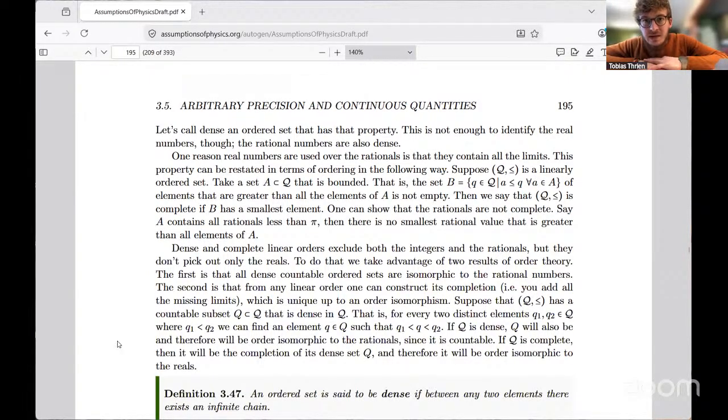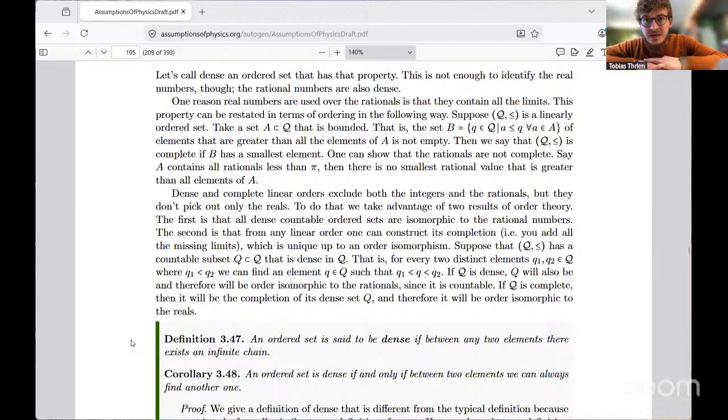Okay, dense and complete linear orders exclude both the integers and the rationals, but they don't pick out only the reals. To do that, we take advantage of two results of order theory. The first is that all dense, countable, ordered sets are isomorphic to the rational numbers. The second is that from any linear order one can construct its completion, i.e., you add all the missing limits, which is unique up to an order isomorphism.